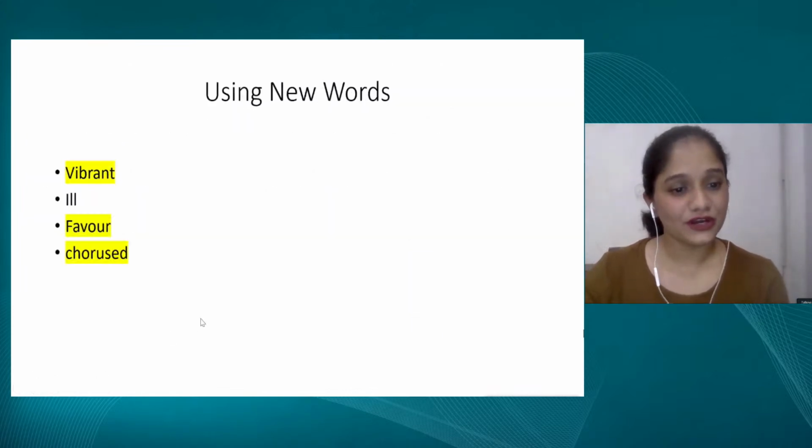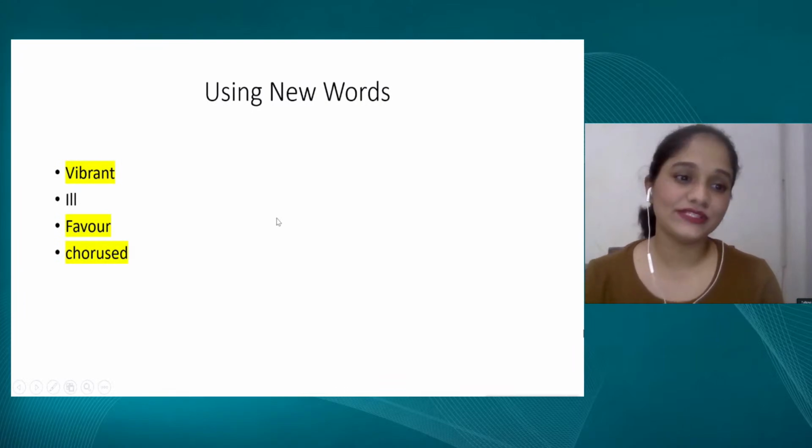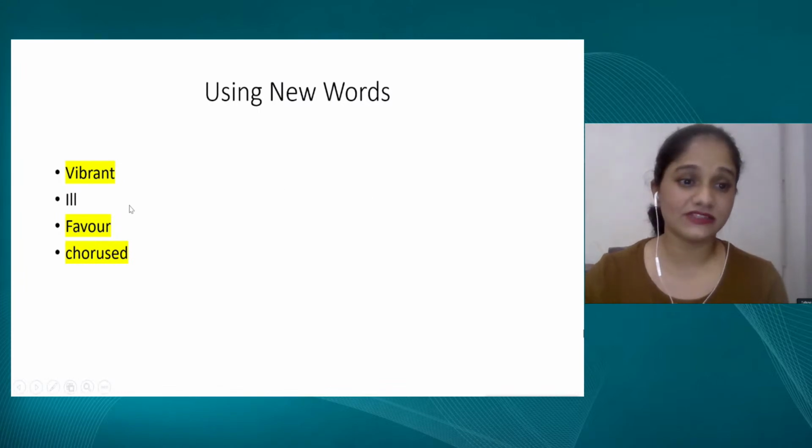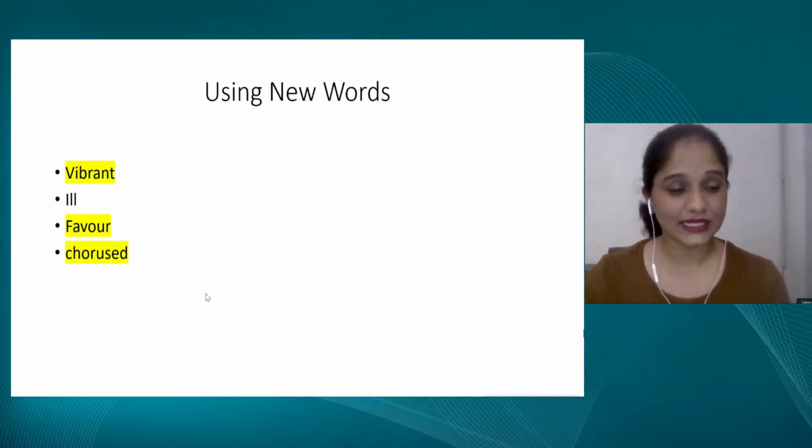Now, we're going to talk a little bit at the end of this about using new words. You can see here that the flowers are not just described with using colors, but they are also described by using certain adjectives. Something is vibrant means something is bright and beautiful.